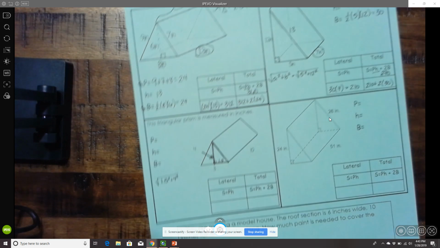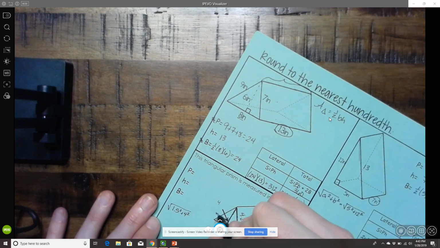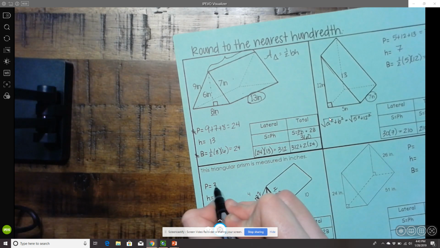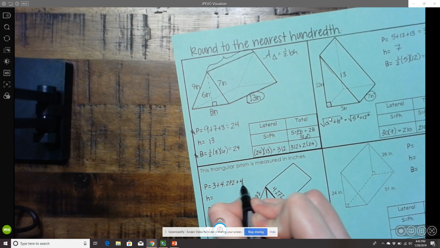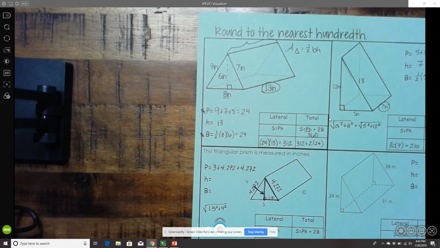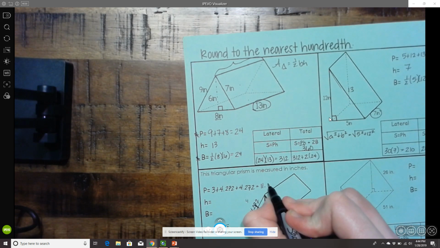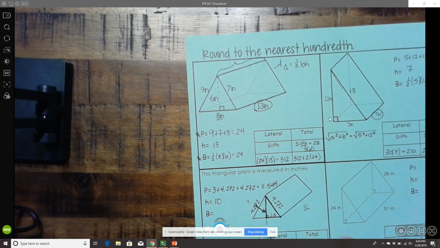4.272. Let's say that's what this one is, 4.272, which means that this one here is going to be the same. So my perimeter would be 3 plus 4.272 plus 4.272. And then add that to 3. So for my perimeter, I would get 11.544. And so here would be my height of my shape.